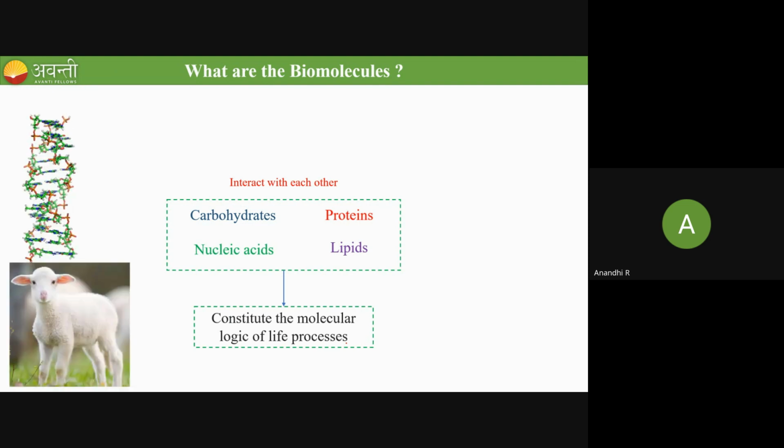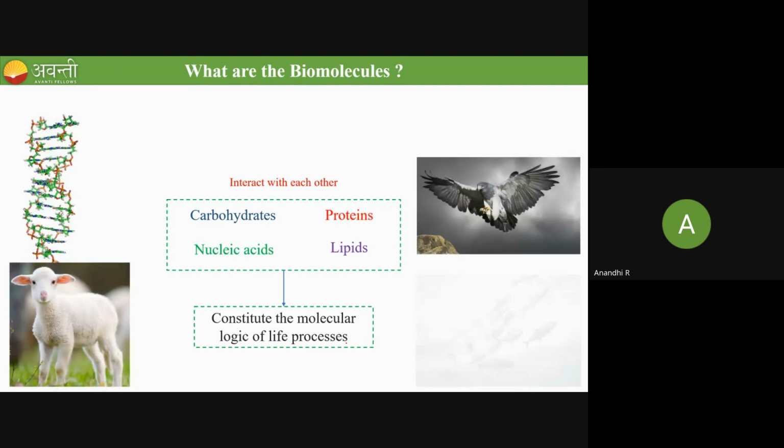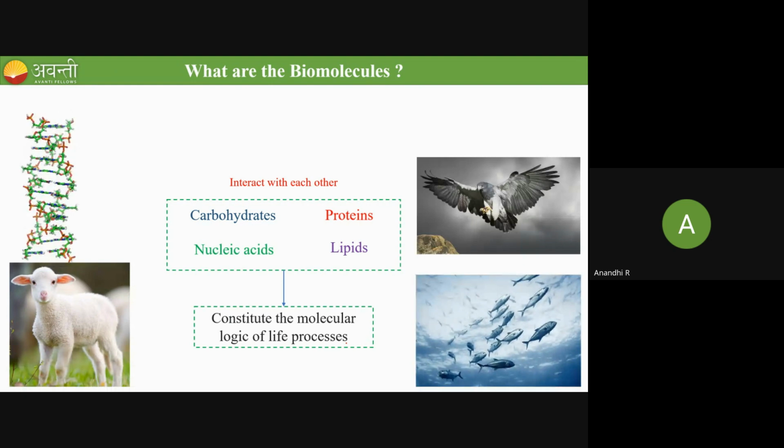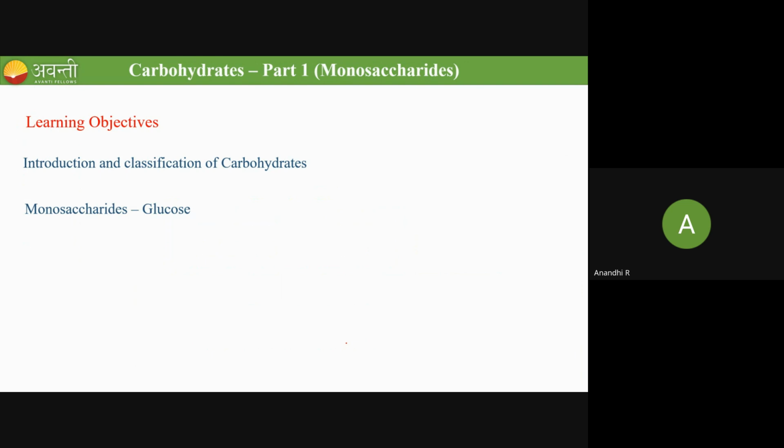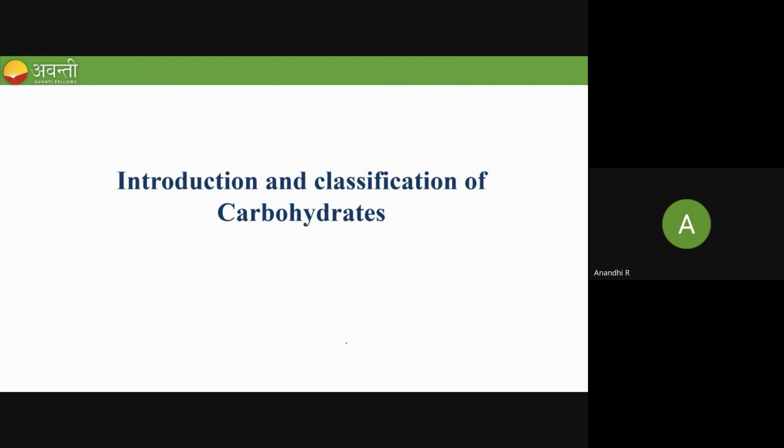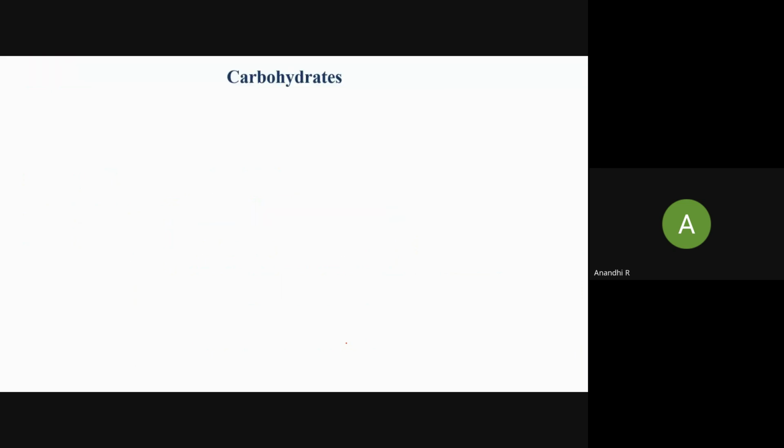You can see the structure here. These are the biomolecules which constitute the molecular logic of the whole life process. Got it? In today's class, we are going to see the introduction and classification of carbohydrates. Mainly, we are going to deal with monosaccharides of carbohydrates today, and in monosaccharides, glucose and fructose are going to get covered. So these three are the topics that we are going to cover today. Got it?